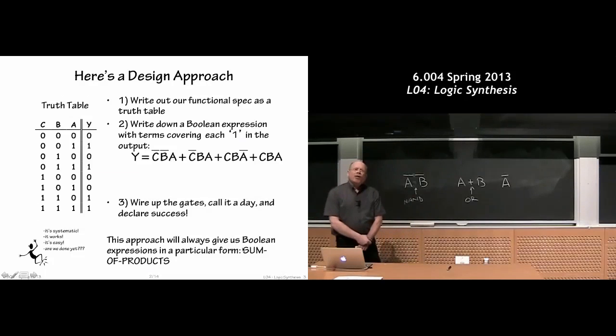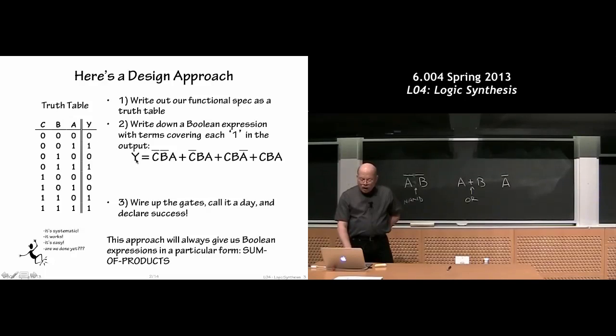So here's a design approach. Let's start by making a truth table, and you can see I've just copied the truth table from the previous page there. Then what I'm going to do is write a product term, in other words, an AND of a bunch of the inputs, for each of the ones in the output column. Here I have 4 ones in the output column, so I'm going to end up with 4 product terms. This is what's called a sum of products notation.